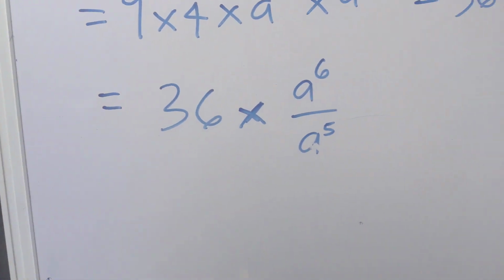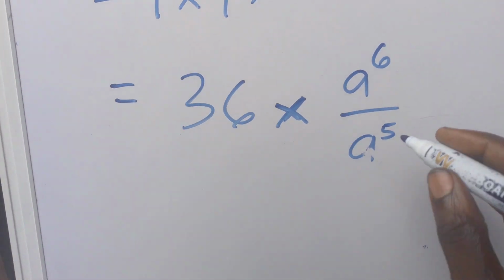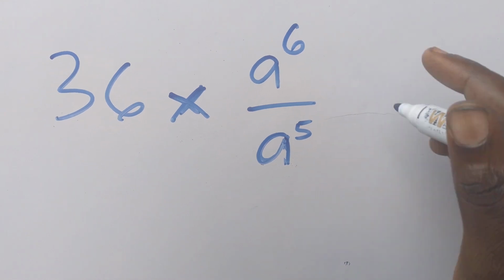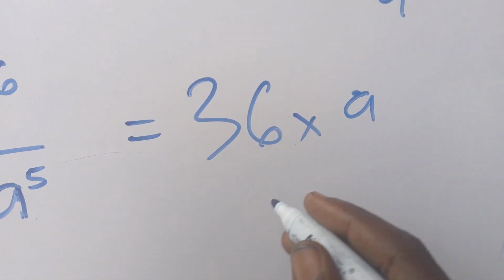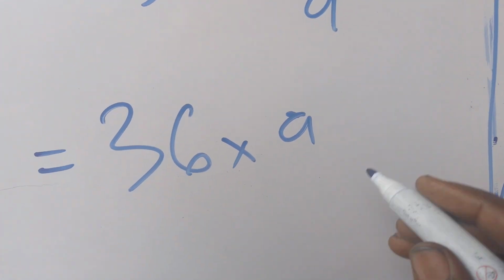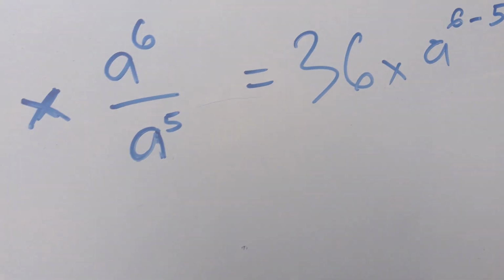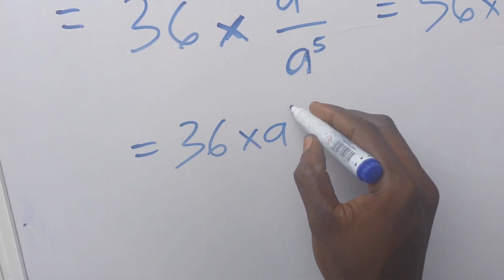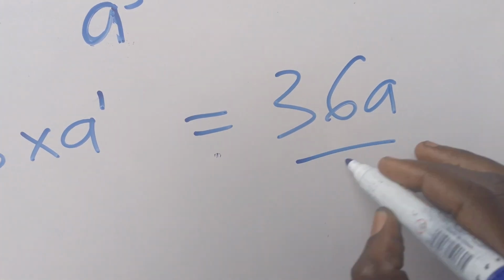Okay, that's 36 times e raised to power 6 over e raised to power 5. Then I will subtract this from this. So that will be 36 times e raised to power, subtracting power 5 from power 6, that is e raised to power 6 minus 5. This will give us 36 times e raised to power 1, which is 36e.